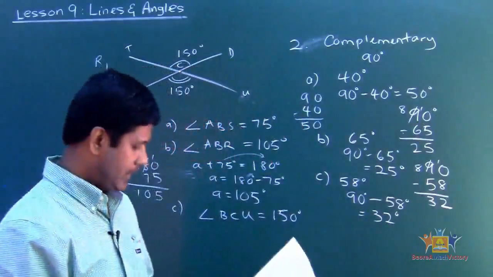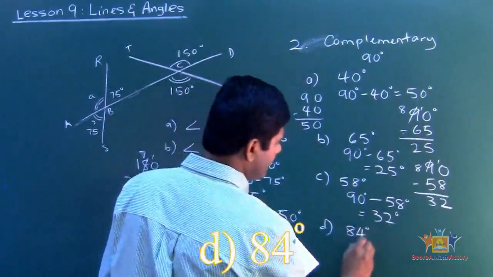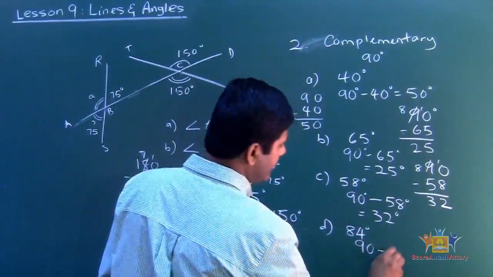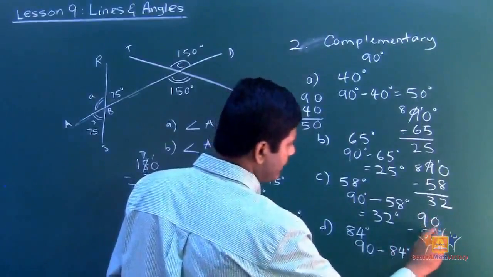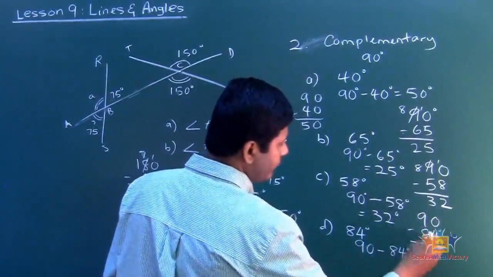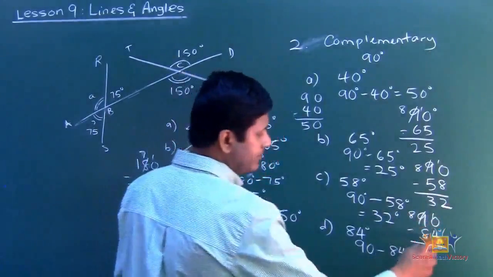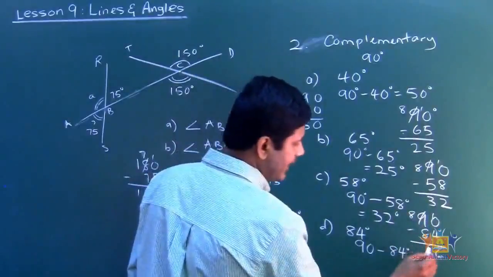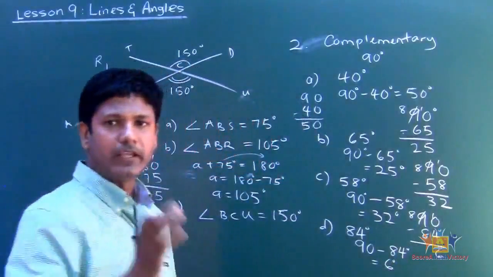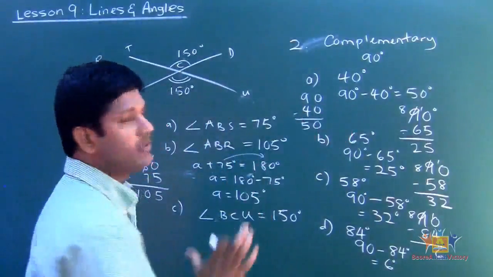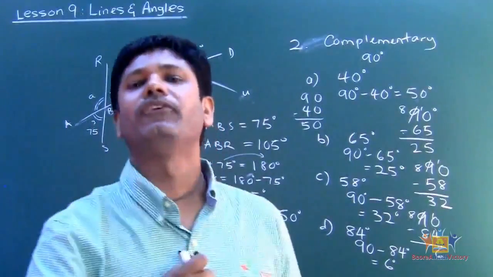And then for D, 84 degrees. Same thing: 90 minus 84. 0 minus 4, you cannot borrow from 9. 9 becomes 8, 0 becomes 10. 10 minus 4 is 6. 8 minus 8 is 0. So that means 6 degrees. The key thing I want you to understand from this problem is that complementary is dealing with 90 degrees.